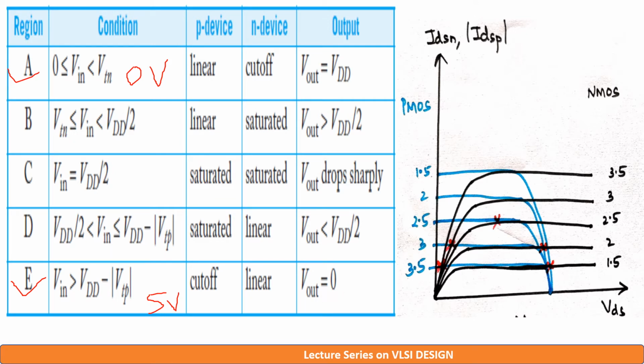Coming to region B, when the input is 1.5.